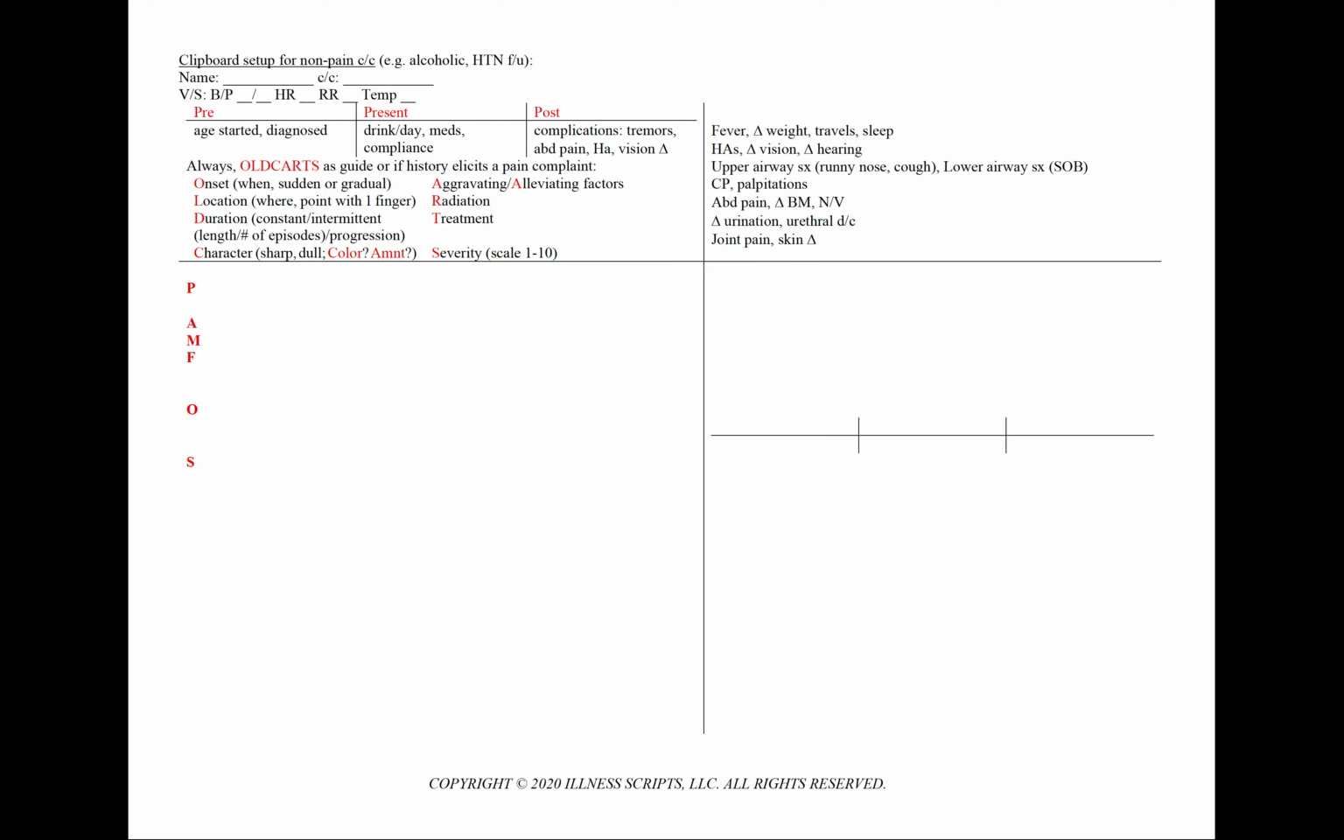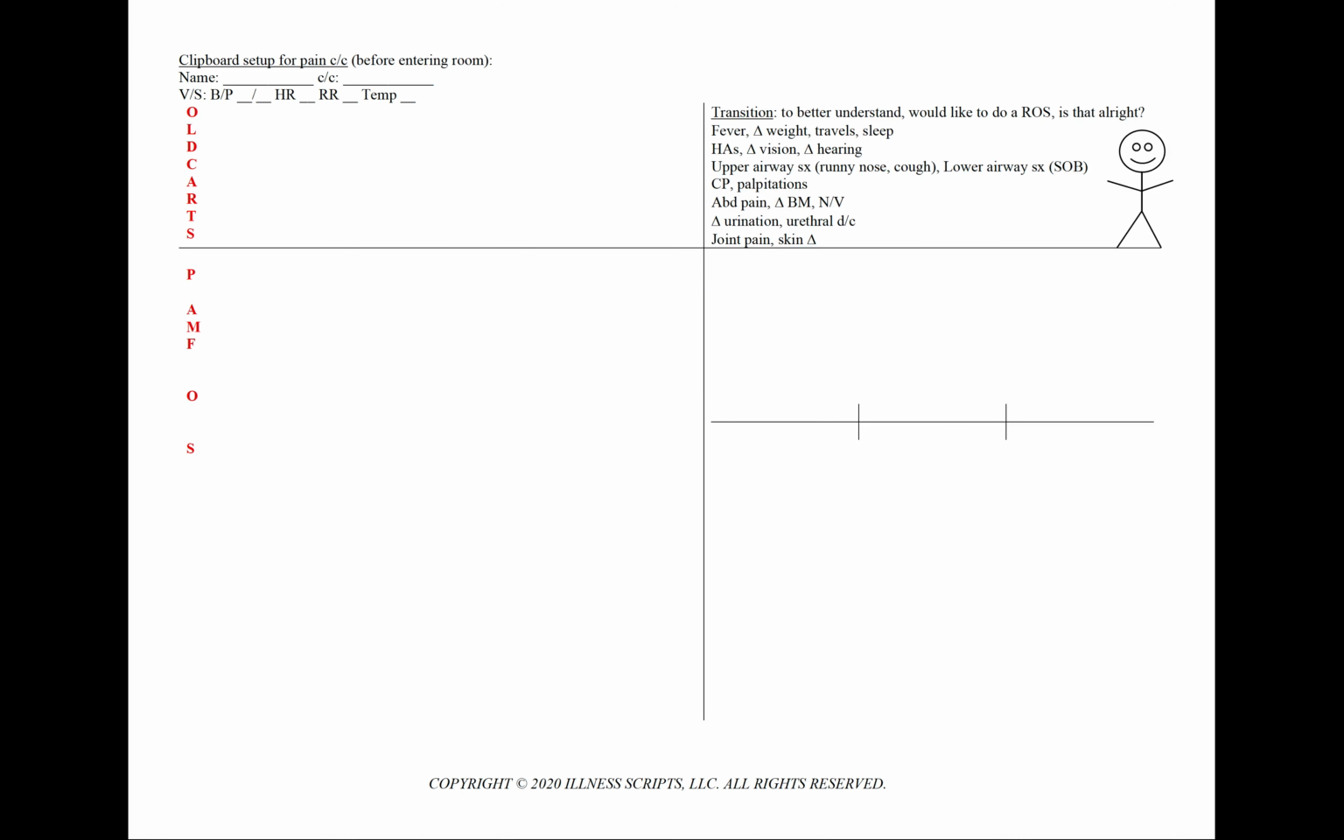And post is very similar to review of symptoms, and we're trying to get at any complications from their current disease state. So for example, for an alcoholic, do they have any tremors or abdominal pain? Or a hypertensive, do they have any headaches or change in vision? And as always, we'll use our mnemonic OLD CARTS as a guide if the history elicits a pain complaint.